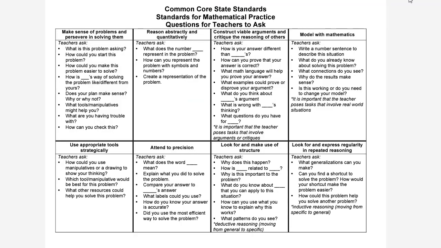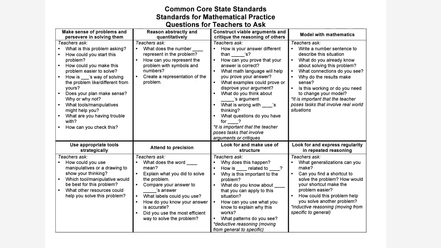When your class is working through examples, formative assessment questions, or even classwork problems that are application-based, these are great questions to ask them. Write a number sentence to describe this situation. What do you already know about solving this problem? Now, some of these also tap into standard one. So you could ask them, what is this problem asking? What do you already know about solving this type of problem? What connections do you see between this concept and this concept, or multiple concepts? Why do the results that you found to solve this problem make sense?